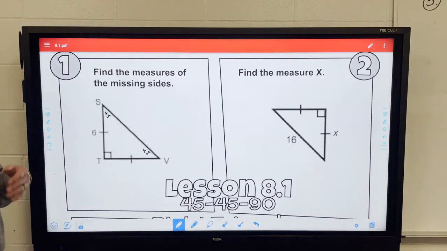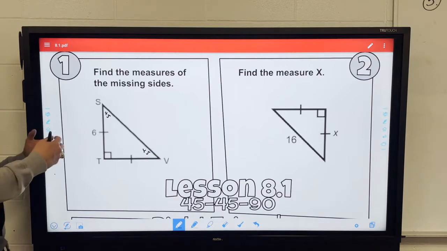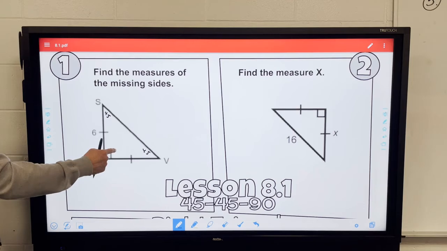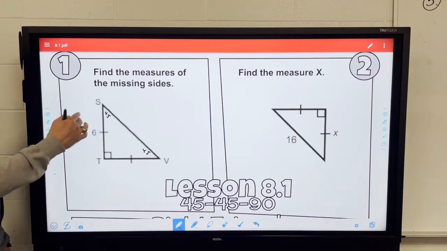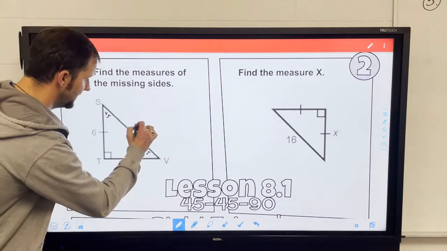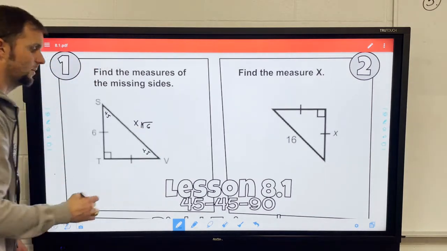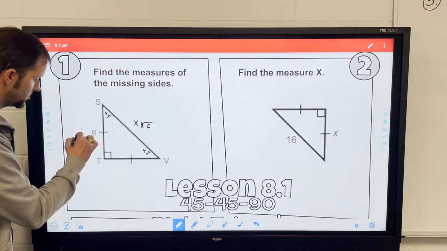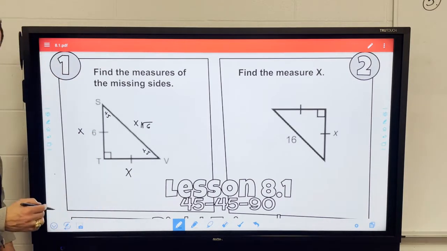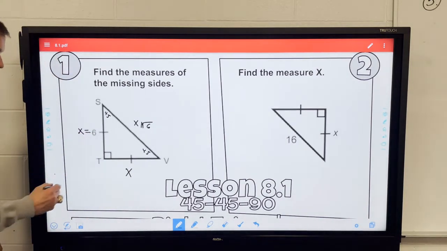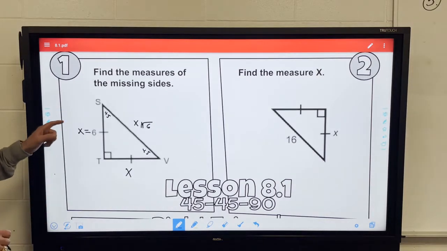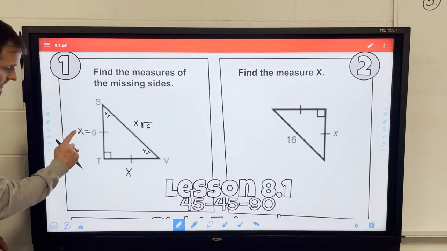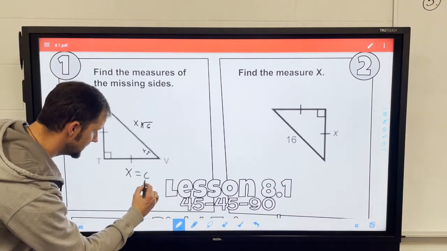Anytime you have a 45, 45, 90 right triangle, I know that I can use the template. If I look up top, my hypotenuse is always going to be the leg times the square root of 2. I'm just representing my leg as x, and my other two measurements are going to be x and x. I've already been given a leg, so my leg is equal to 6, so x equals 6. I know my two legs are congruent, so this x is going to equal 6, and that means this leg is going to equal 6.